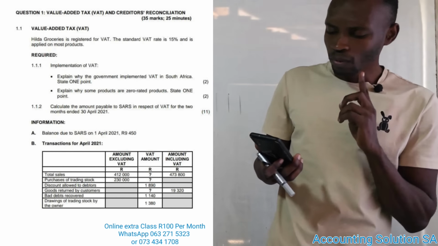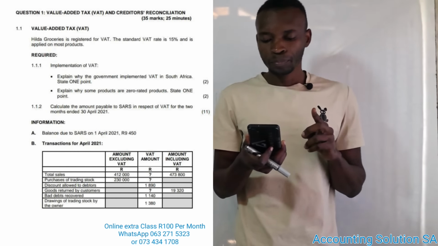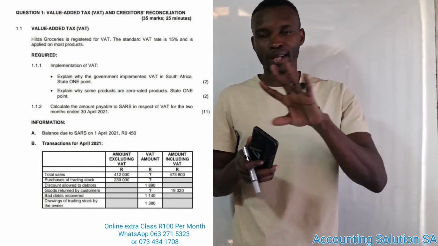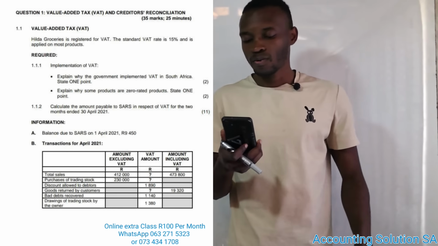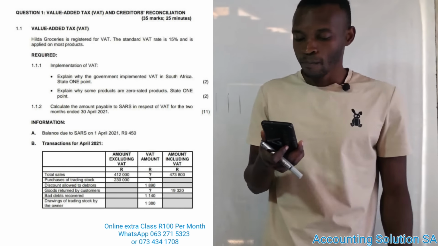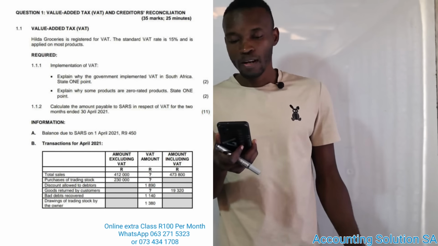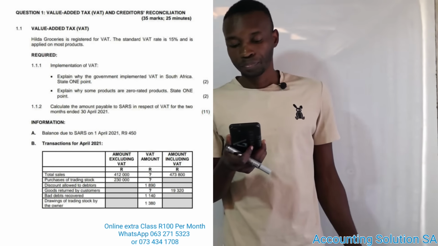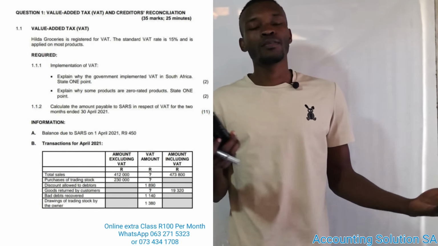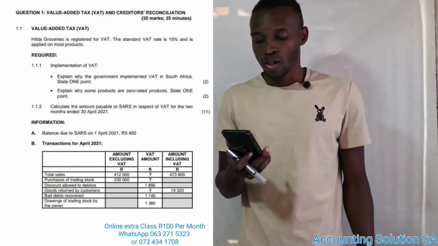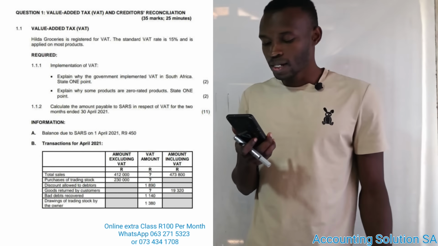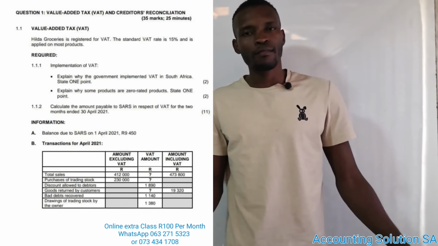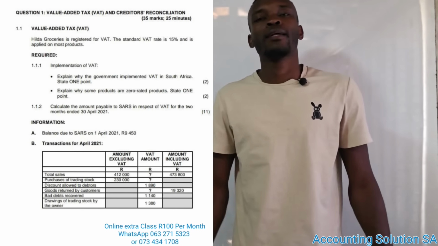Some things I will explain when we are doing the question, but after this video you're going to know every basic that you need to know. In this question paper, normally VAT is combined with reconciliation. VAT is 15%, that one you know. In this question paper they say: explain why the government implemented VAT in South Africa. Why did the government introduce VAT, guys?